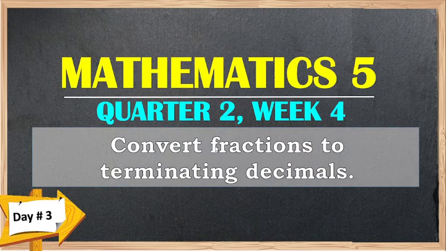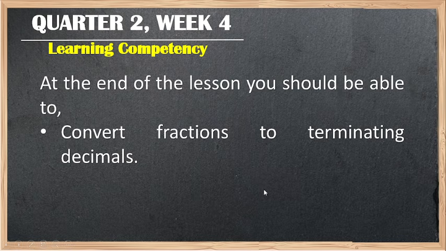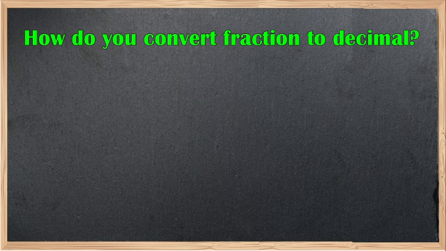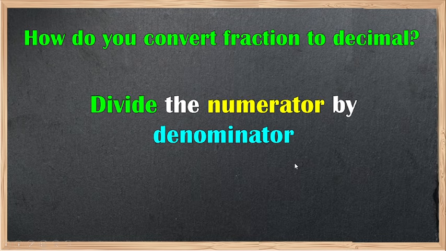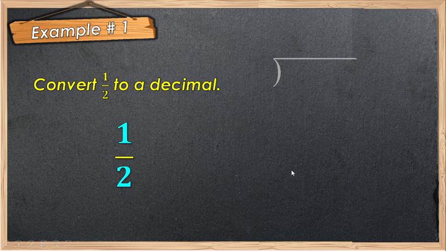Again, we're going to discuss Mathematics 5, Quarter 2, Week number 4, Day number 3, converting fractions to terminating decimal. At the end of the lesson, you should be able to convert fractions to terminating decimal. Now, how do you convert a fraction to a decimal? First, you're going to divide the numerator by the denominator. Again, the simple process is to divide the value of the numerator by the denominator. Now, let's have some examples to further analyze how to convert this.